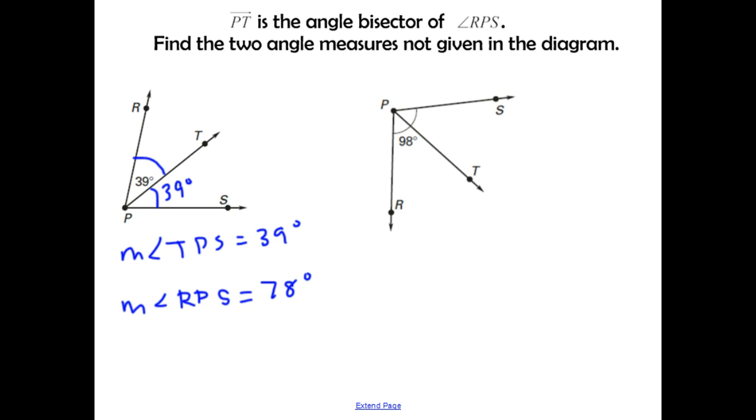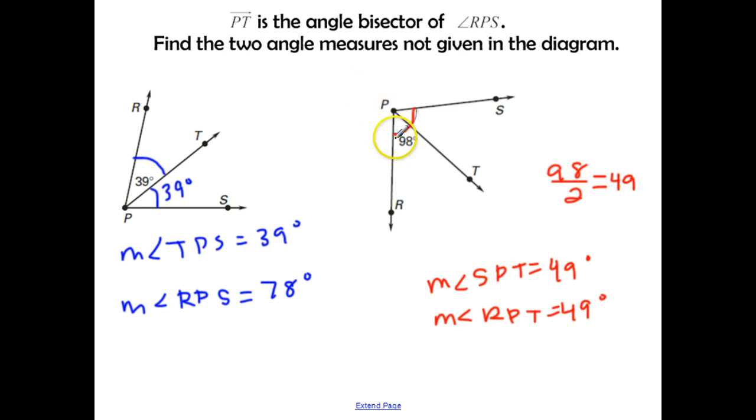when you're finished. Hopefully you noticed the fact that this is one continuous arc all the way across. So that's telling us that angle SPR, the big one, is 98 degrees. So if that big one is going to be bisected by PT, that means we just need to cut it in half. So we divide it by 2 and we get 49. Then we have the measure of angle SPT equals 49, and the measure of angle RPT equals 49.